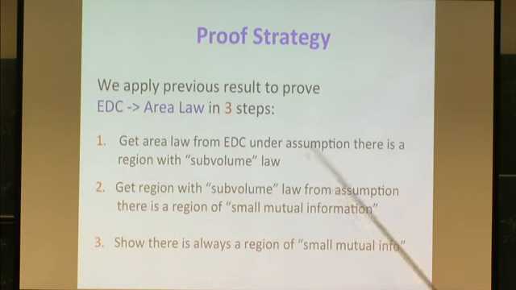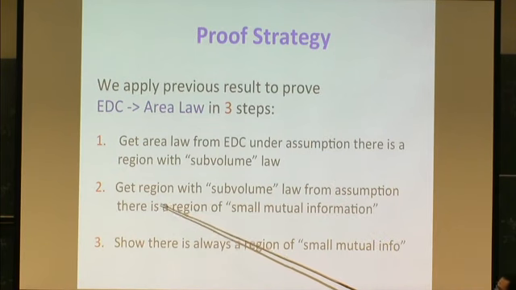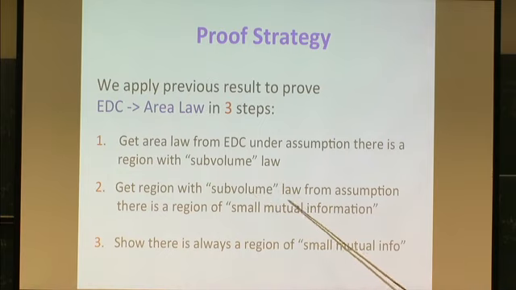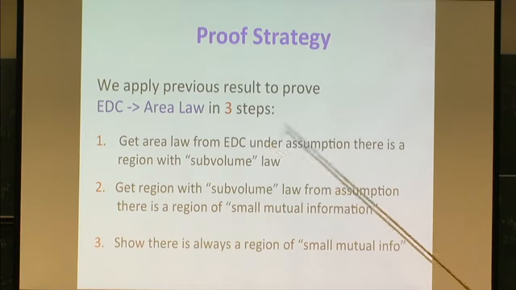Then we want to relax this assumption in the second part. So we show that we can actually get this region of sub-volume law that we need for the first step from another assumption, that there is a region of small mutual information, and I'll show what this means precisely. And finally, we show that there is always a region of small mutual information. So from small mutual information, we get sub-volume law, and from sub-volume law, we get area law. This is how we do it.